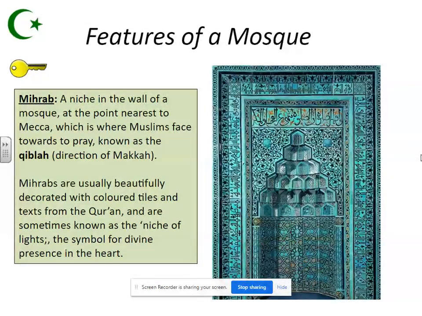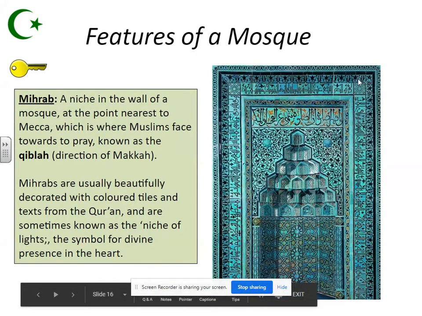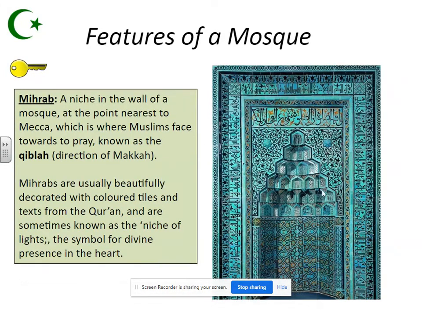Then you have the mihrab. The mihrab is a niche in the wall of the mosque. And what this does is tell Muslims which way to pray. And all Muslims pray in the direction of Mecca. The direction of Mecca is also known as the Qibla. Okay, so Muslims will know, looking at this niche, looking at the mihrab in the mosque, that this is the direction they need to pray in.